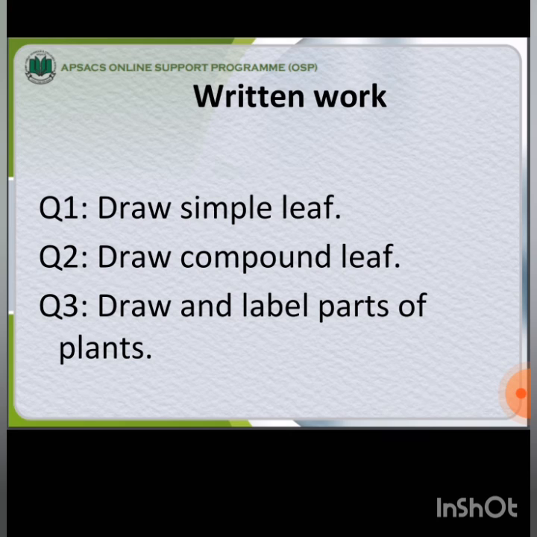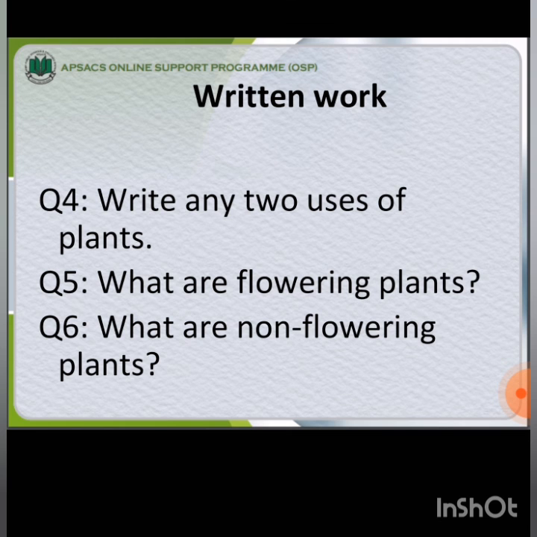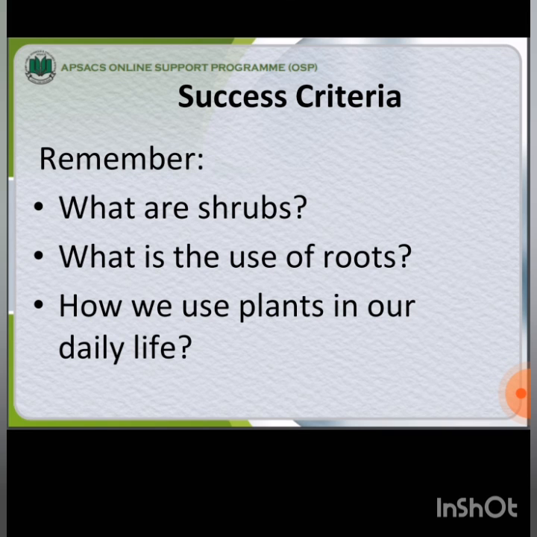Next is written work. Write the answers of these questions in your notebook. Question number 1 is draw a simple leaf. Question number 2 is draw a compound leaf. Question number 3 is draw and label parts of plants. Question number 4, write any 2 uses of plants. Question number 5, what are flowering plants? And question number 6 is what are non-flowering plants?